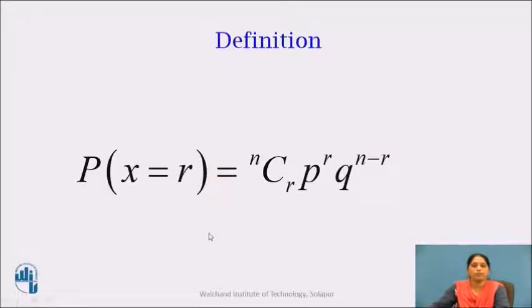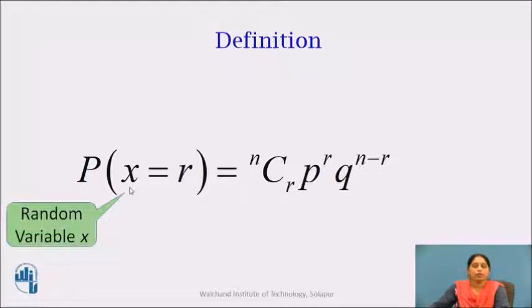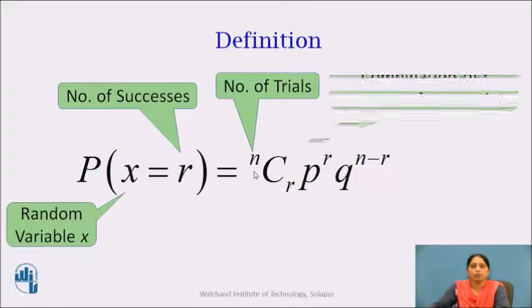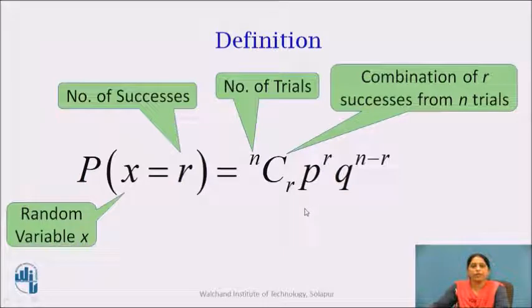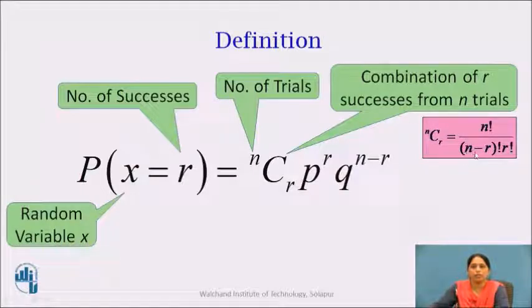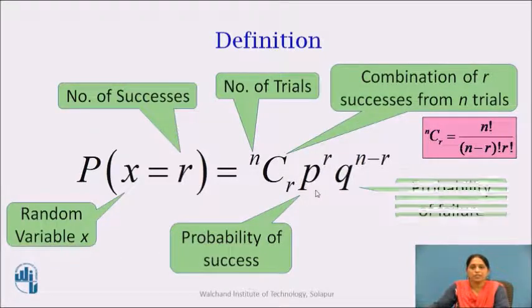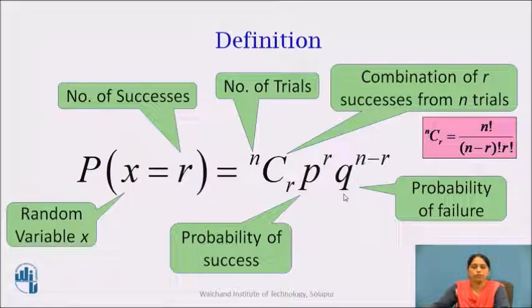Let us see the meaning of the definition. Here this variable x is a discrete random variable. r is the number of successes for which we want to count the probability. Here n is the number of trials and nCr is the combination of r successes from n trials, and it can be calculated by the formula nCr equals n factorial upon (n minus r) factorial into r factorial, or you can calculate the value of nCr using a calculator. Small p is the probability of success and small q is the probability of failure.